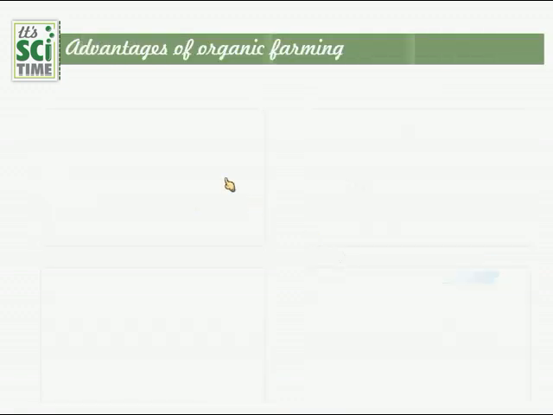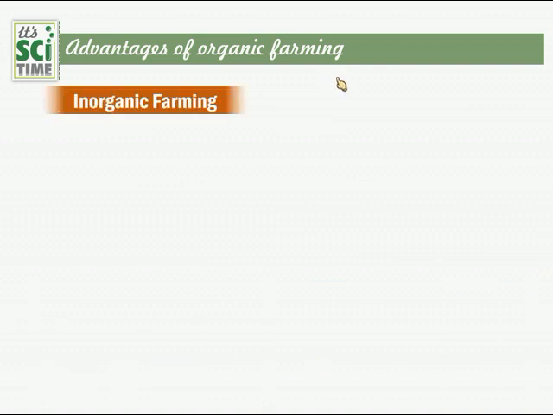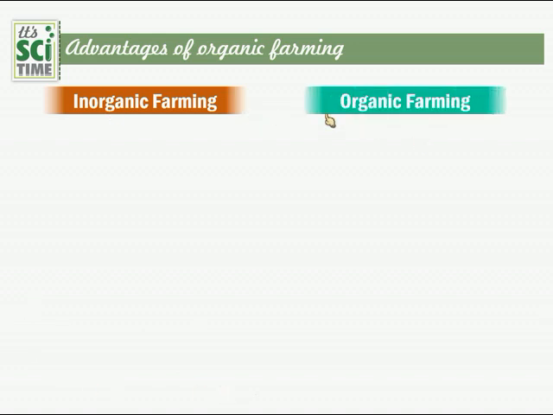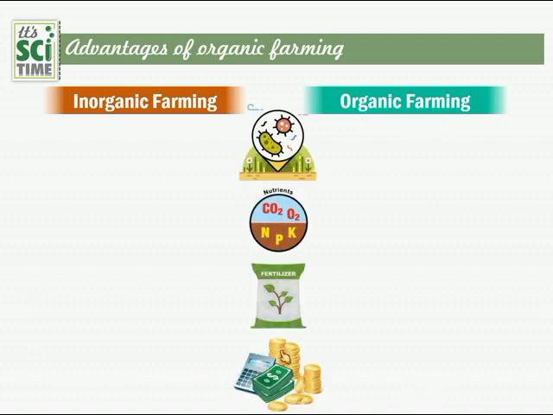And some other advantages of organic farming. Let's compare organic farming with inorganic farming. What is inorganic farming and what is organic farming? Inorganic farming, usually the ground is prepared by machines, mostly machinery, and also artificial chemicals and fertilizers are mostly used in that. Organic farming, it's going with the natural process. And these are the things that we are going to compare.